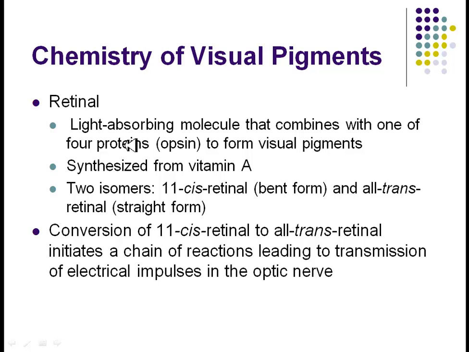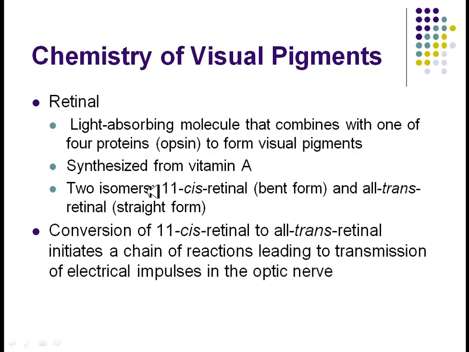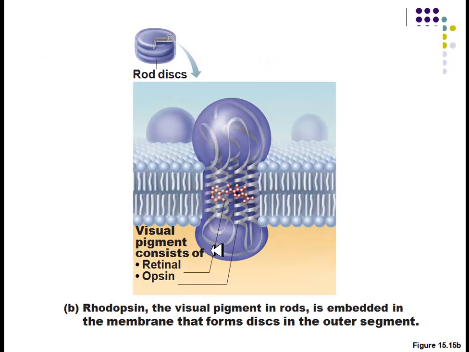The retinols are combined with proteins called opsins, synthesized all from vitamin A. The two isomers we're going to talk about are 11-cis-retinol, the bent form, and all-trans-retinol, the straight form. When you convert the bent to the straight, that will initiate a chain reaction that's ultimately going to lead to an action potential. We're taking a look at one of our rhodopsin pigments here that's going to actually absorb the light. You can see the retinol here and the opsin proteins.